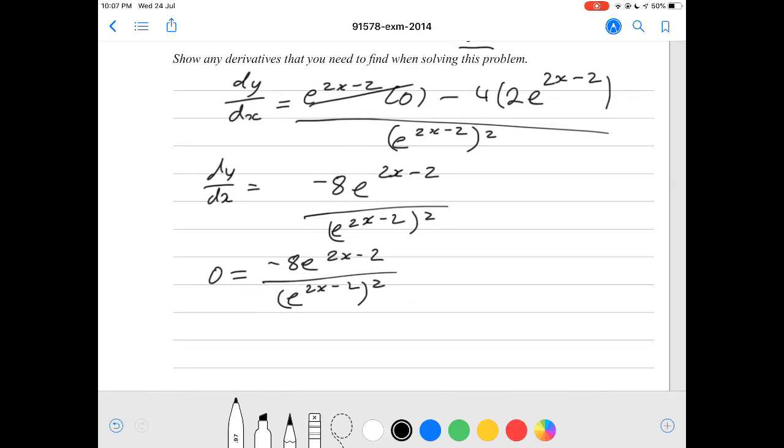Alright, so we're going to move the e to the power of 2x minus 2 whole squared to the other side of the equation. But you know that 0 times anything is still 0. So that means if I move this to the other side, it will still be 0 equals negative 8e to the power of 2x minus 2. And that's because, like I said, anything multiplied by 0 is still 0.